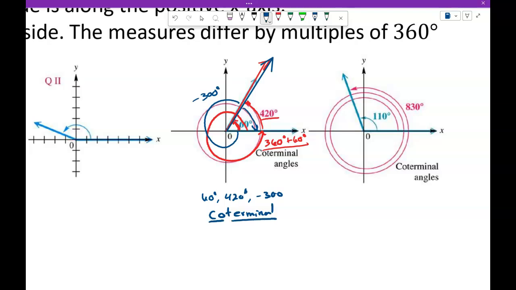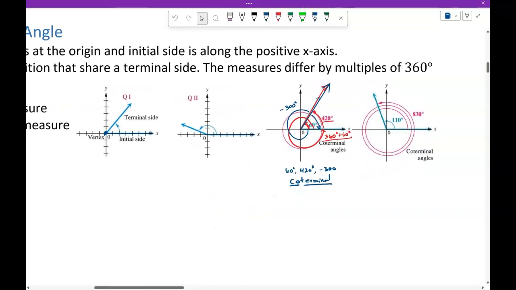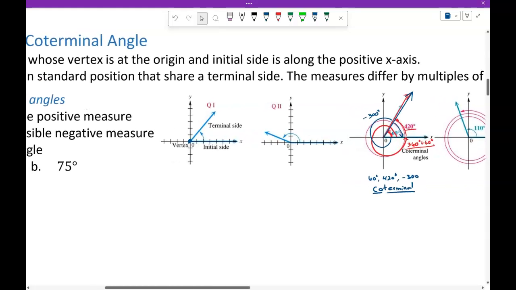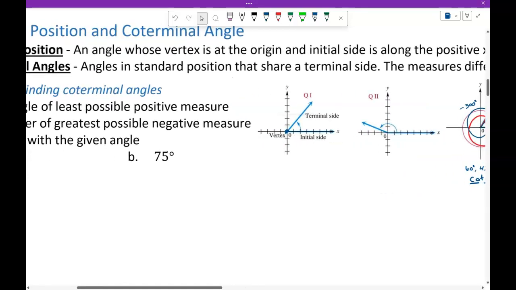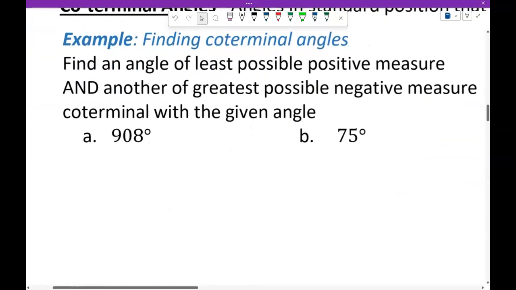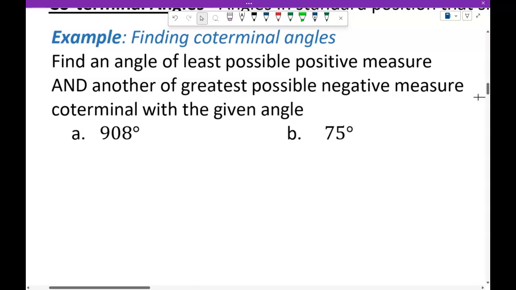Most of the time when we're dealing with trigonometry, we want angles that are between 0 and 360, but we may be given angles of larger or smaller values, so we need to use the coterminal angles instead. So we can find some coterminal angles. It's simply a matter of adding and subtracting 360 until the criteria is met.